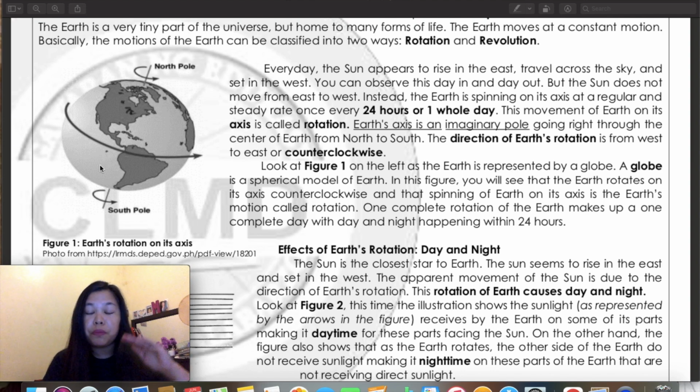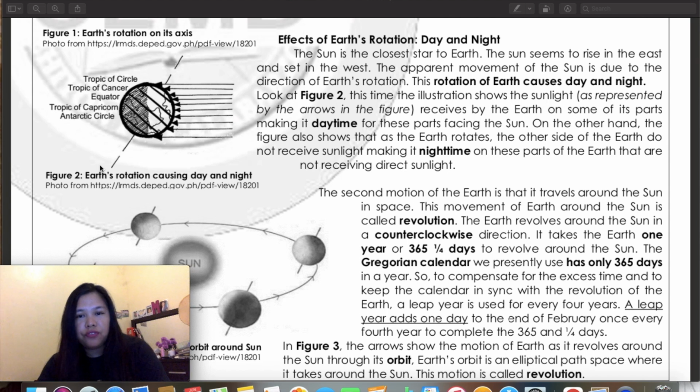Maraming process pa yan. Effects of Earth rotation, the day and night. The Sun is the closest star to the Earth. Again, and again, our Sun is a star. Star po yung Sun natin. So now, the Sun seems to rise in the east and set in the west. So the apparent movement of the Sun is due to the direction of Earth's rotation. Kasi nga, yung rotation ng Earth is from west to east.